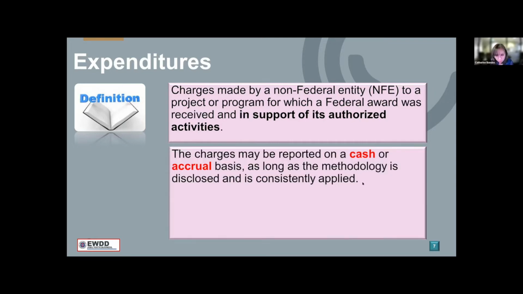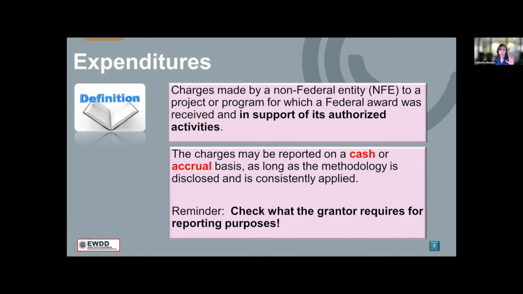And the expenditures may be reported on a cash or accrual basis. I think most of you are on accrual basis. Very few that I know of are cash. But your charges may be reported on a cash or accrual basis as long as the methodology is disclosed and is consistently applied. But hold on, though. The regulation is okay that you be on cash or accrual, but you check with your grantor.